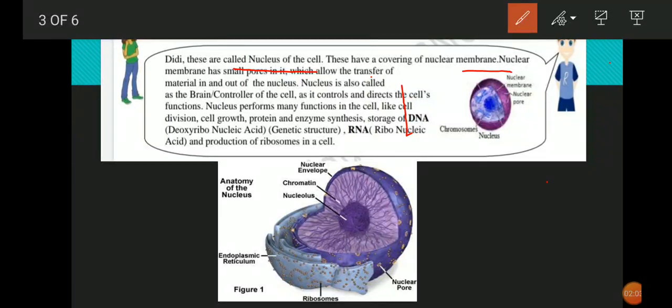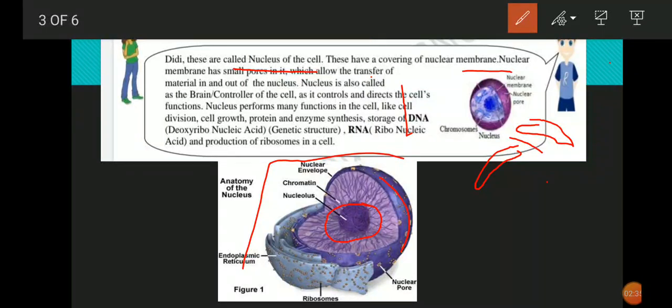You can see a bigger picture. This is the nuclear envelope, and inside it is the nucleolus. Okay, this is inside the nucleus. This whole picture is of the nucleus, and this is the nucleolus, and outside it there will be a nuclear envelope like this, which is made up of double membrane, and in between this there is a gap, and this is known as nucleopore.